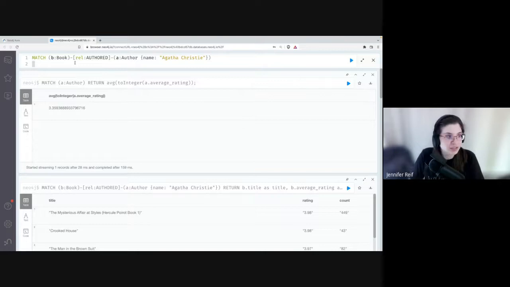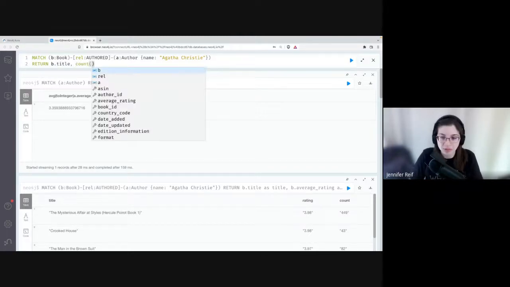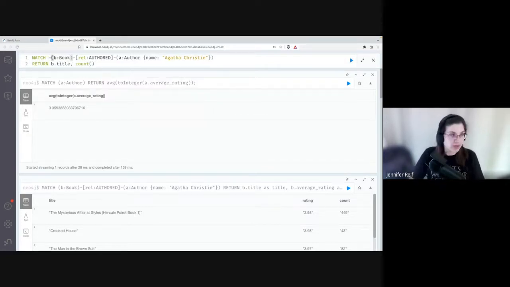All right, so looking at Agatha Christie's books, we'd want to find the books that she has the most reviews on. So return the book title here, and then we'd want to count up. Oh, I actually need to write her most reviewed. I need to add the other piece to this, which is the reviews.